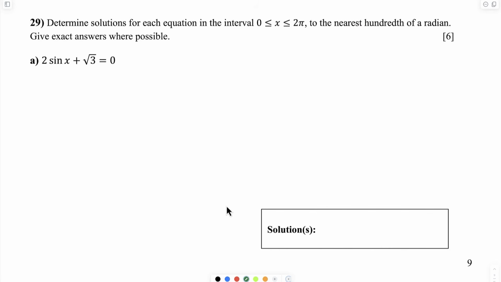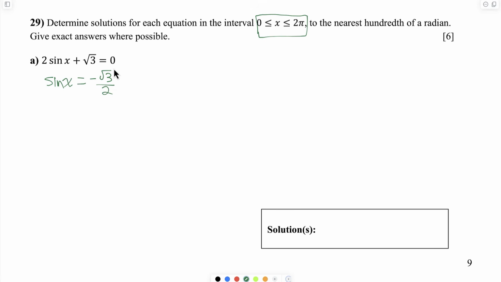29. Determine the solutions for each equation only on the interval between 0 and 2 pi to the nearest hundredth of a radian. Give exact answers where possible. If I want to solve an equation, I'm just looking for what value of x makes this true. I'm going to start by isolating sine x by moving over the root 3 and the 2. So sine x equals negative root 3 divided by 2.